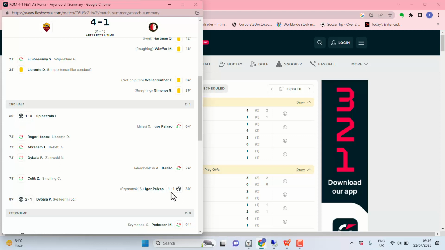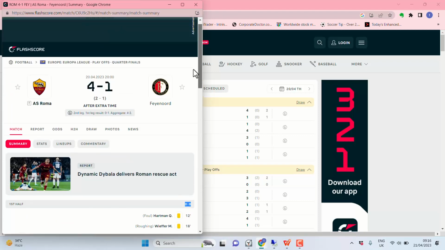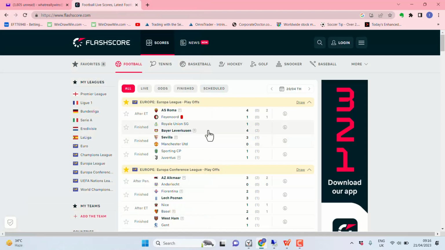How about here? At this particular stage, Feyenoord are going through. What's your trading angle? Look at that Pablo Dybala win. The special one, Jose Mourinho, is an expert at European club competition. That's a brilliant example. Ask yourself, when would I have got in?